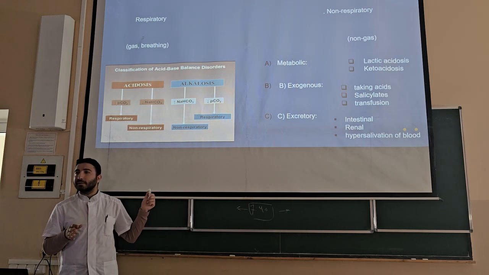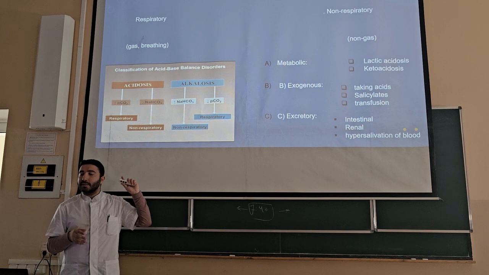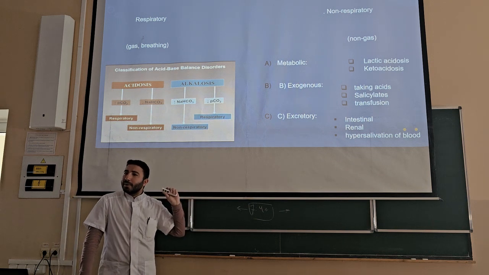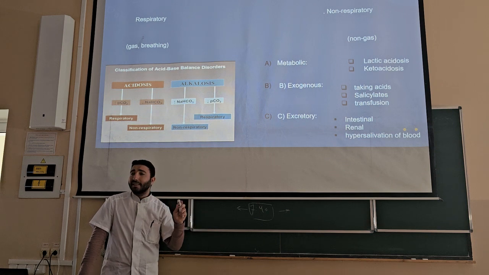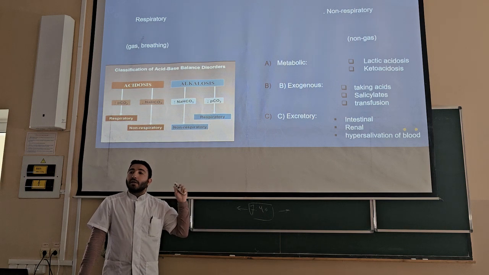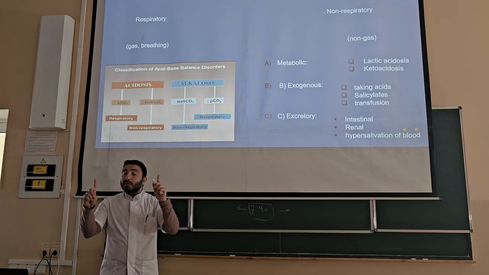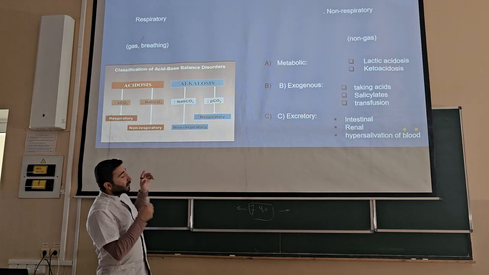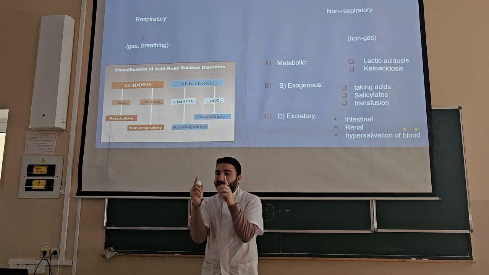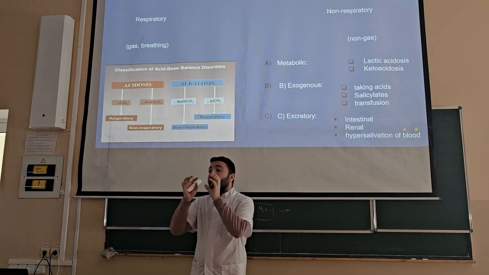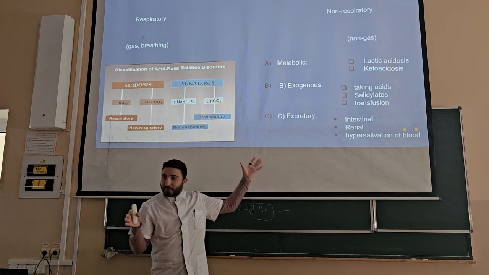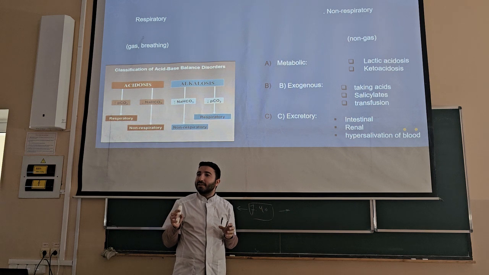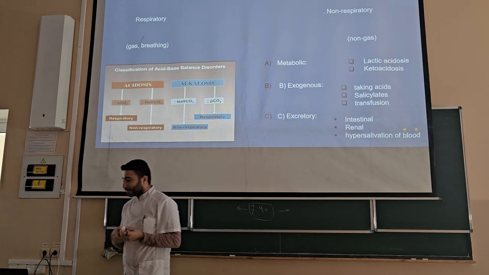Any questions so far? So there are two types, respiratory and non-respiratory. In the respiratory, there are two: blood gases, all the blood gases, as well as breathing. From the non-respiratory, and don't forget, in acidosis there are gases and non-gases. As well in alkalosis, there are gases and non-gases. So both of them have the same classification. Yes? Good.